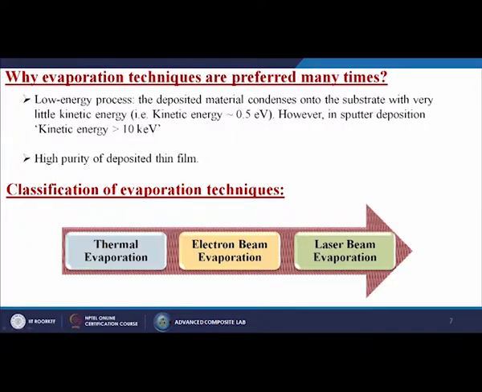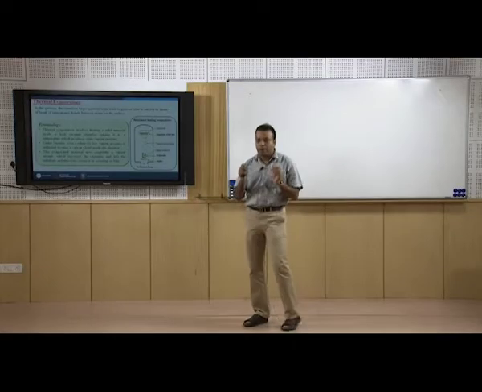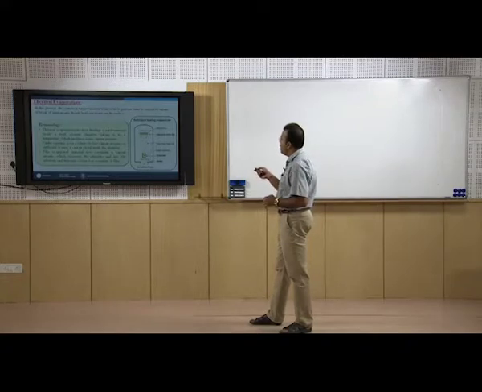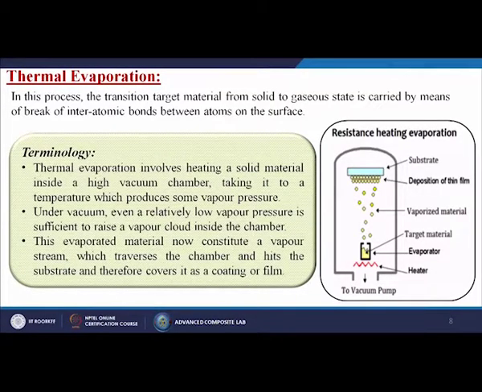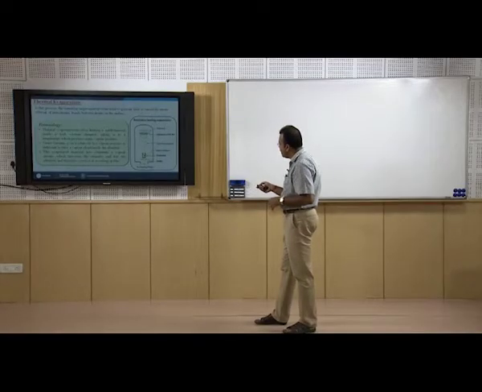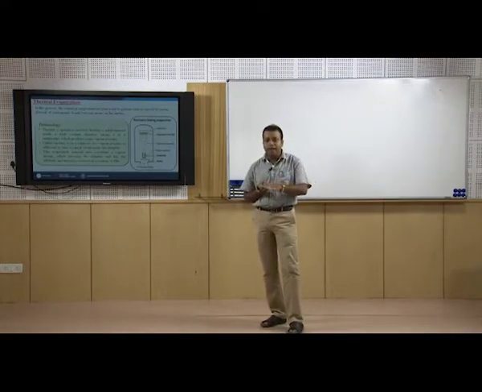First one is called the thermal evaporation technique. In this process the transition of target material from solid to gaseous state is carried out by means of breaking the interatomic bonds between atoms on the surface itself. From this figure you can understand that we have a crucible in which we put our target material, then we give heat with the heater, and the whole process is done in a vacuum. It evaporates, and the vapor goes directly and deposits onto the substrate layer by layer.